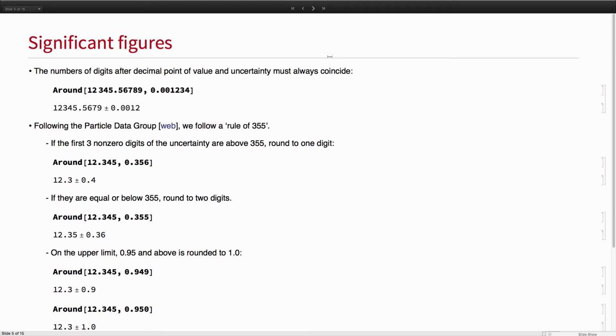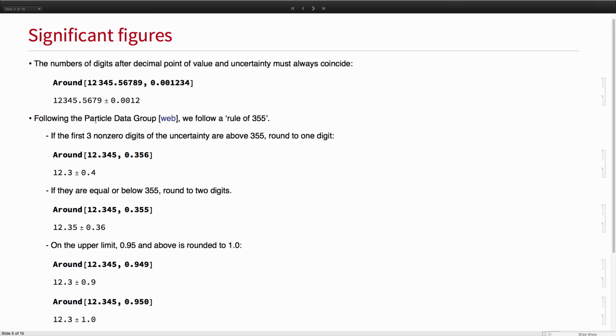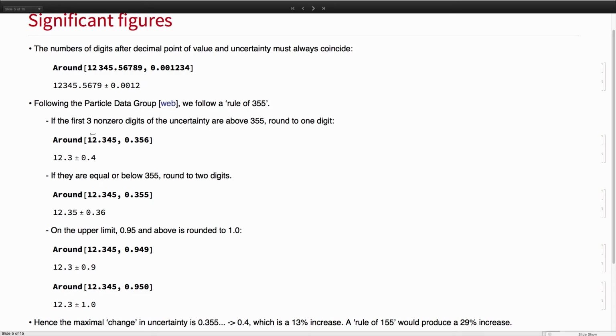So we were talking about significant figures. This is one of these points in which there is no agreement on how many significant figures to show. So following the Particle Data Group, which is, again, a big player in this world of uncertainty, we will follow what is called the rule of 355. This means that we look at the uncertainty. If the first three non-zero digits of the uncertainty are above 355, for example, in this case it is already one more, 356, then we round to only one digit. So we show this as 0.4.